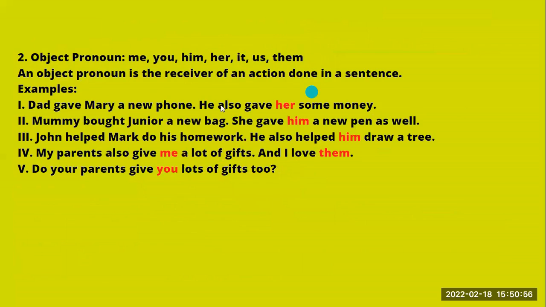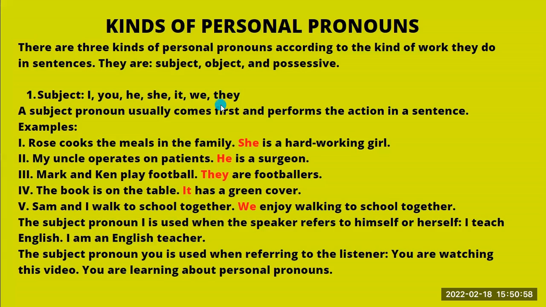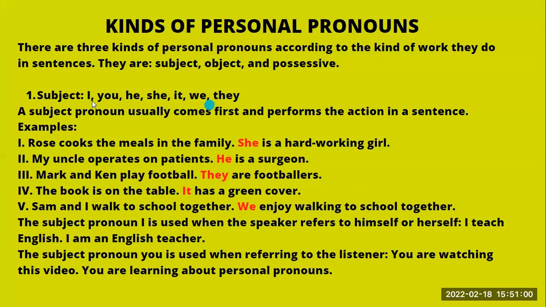Now, when you want to talk about the subjects, you are talking about I, you, he, she, it, we, they. A subject pronoun usually comes first and performs the action in a sentence. Let's look at some examples. Rose cooks the meals in the house. Who is doing the work here? Rose is performing the action. And when we replace Rose, we have the personal pronoun she.